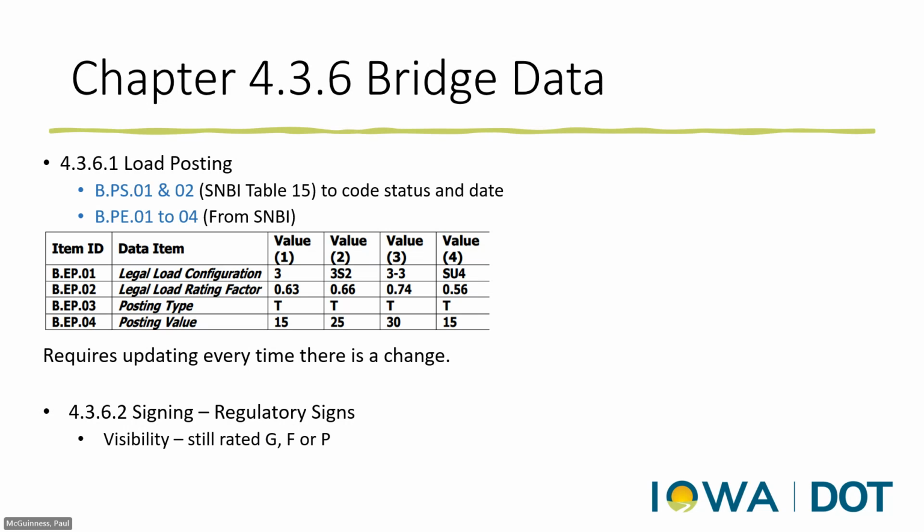All right, bridge posting. This has changed a little bit. We now have PS01 and PS02 to describe the signage on the bridge. PS01 is now a 2-component item, with first identifying the bridge as permanent, temporary, or supported, and then the second letter being the posting status, similar to the old item 41. Then PS02 is the date, and the FHWA is looking for that to be the dates the signs are installed on the bridge.